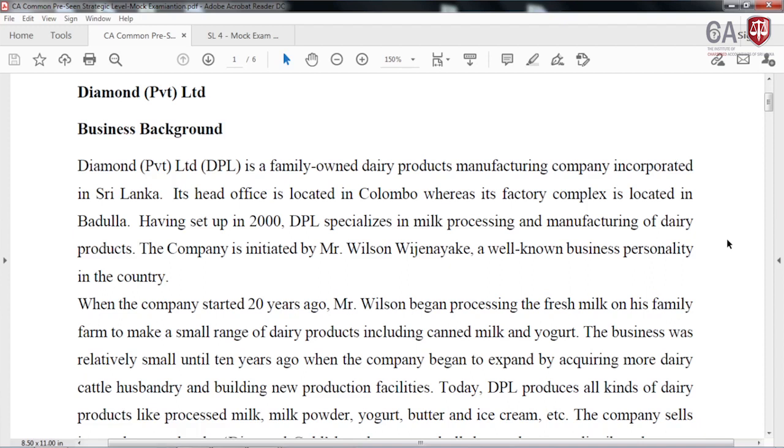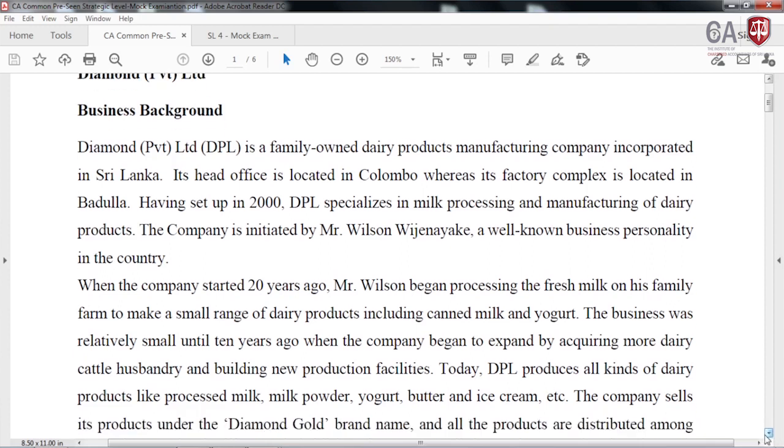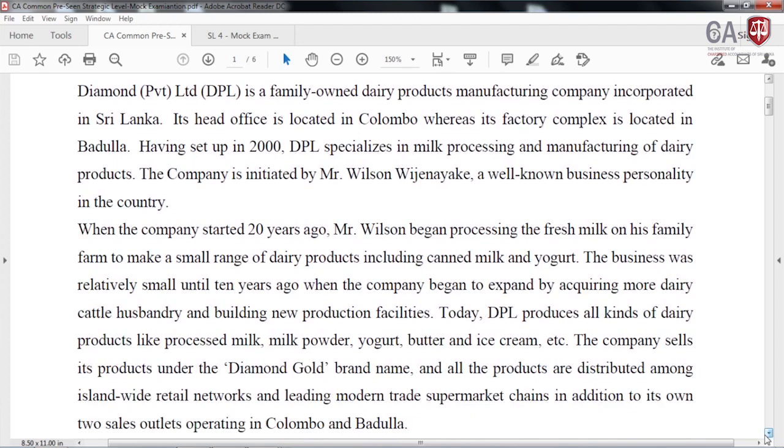Today DPL produces all kinds of dairy products like processed milk, milk powder, yogurt, butter and ice cream. And now there are some additions, butter and ice cream also, etc.